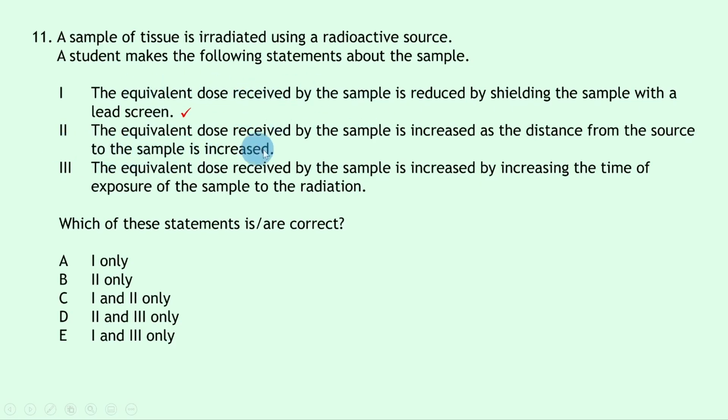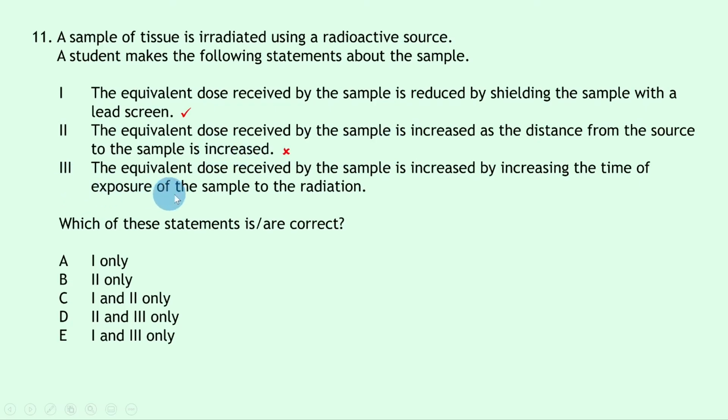Statement 2, the equivalent dose received by the sample is increased as the distance from the source to the sample is increased. Well, this is suggesting that you're getting further away from the source and that the equivalent dose is going to increase. But that is the opposite to what would actually happen, because remember, the closer you get to a radioactive source, the more exposure you're going to get to that radiation. But a good way to protect yourself from radiation is to be further away from the source. So this is going to be false because actually the opposite is true.